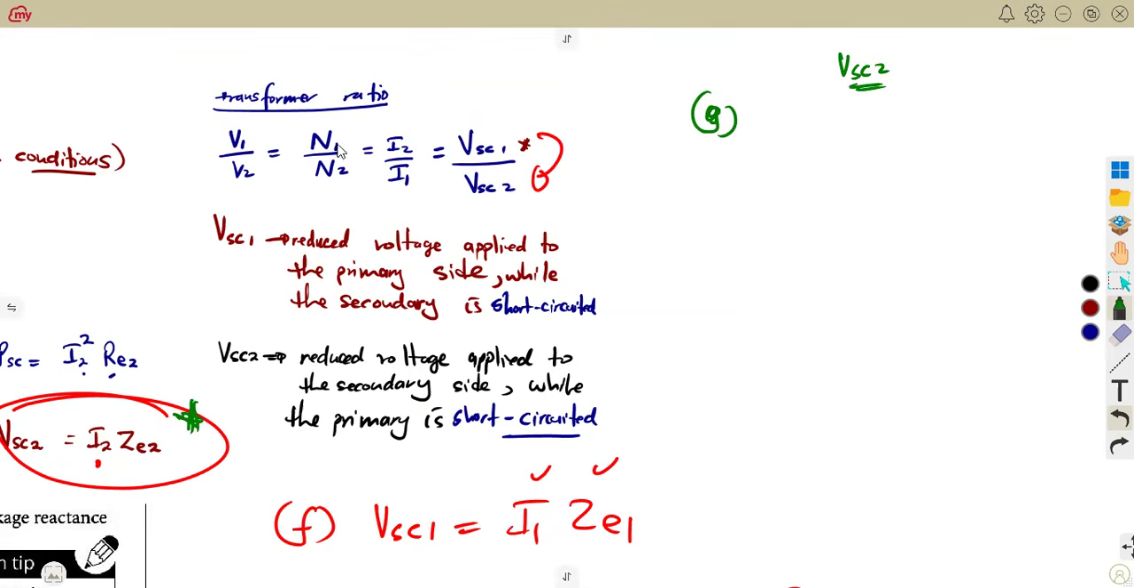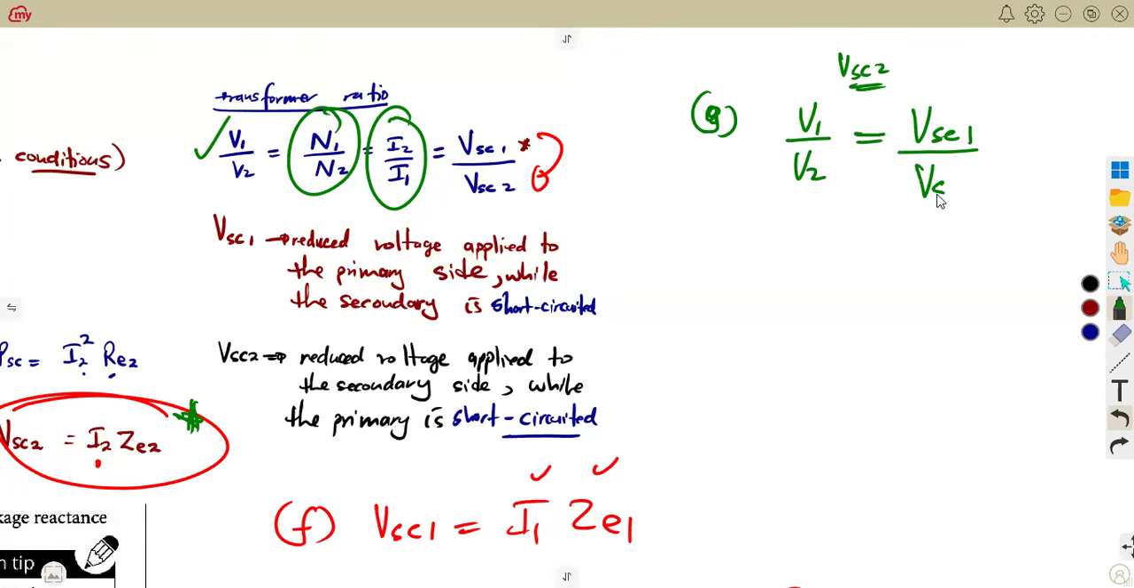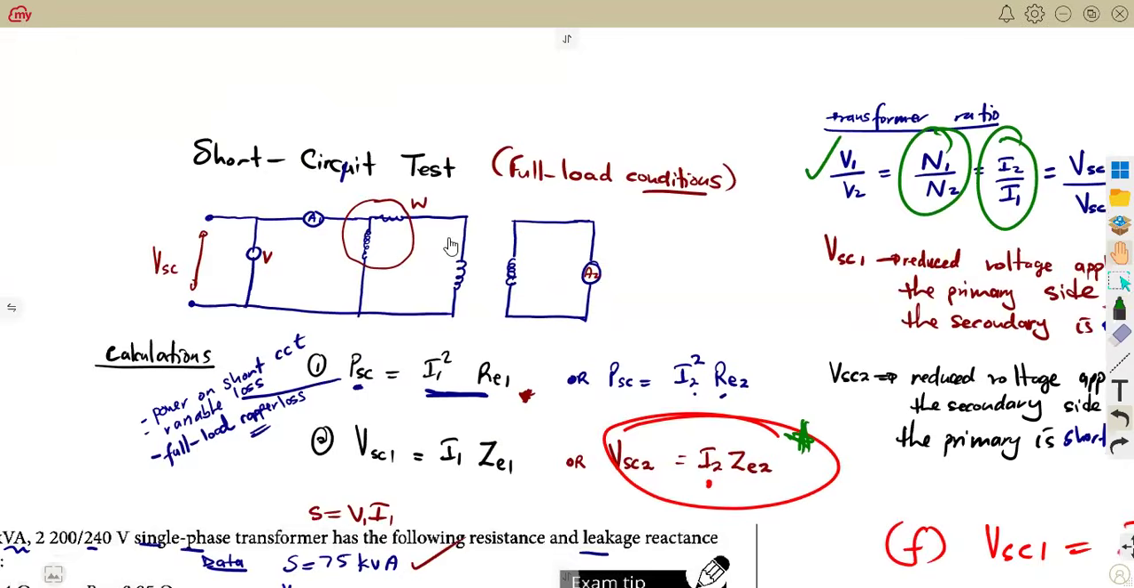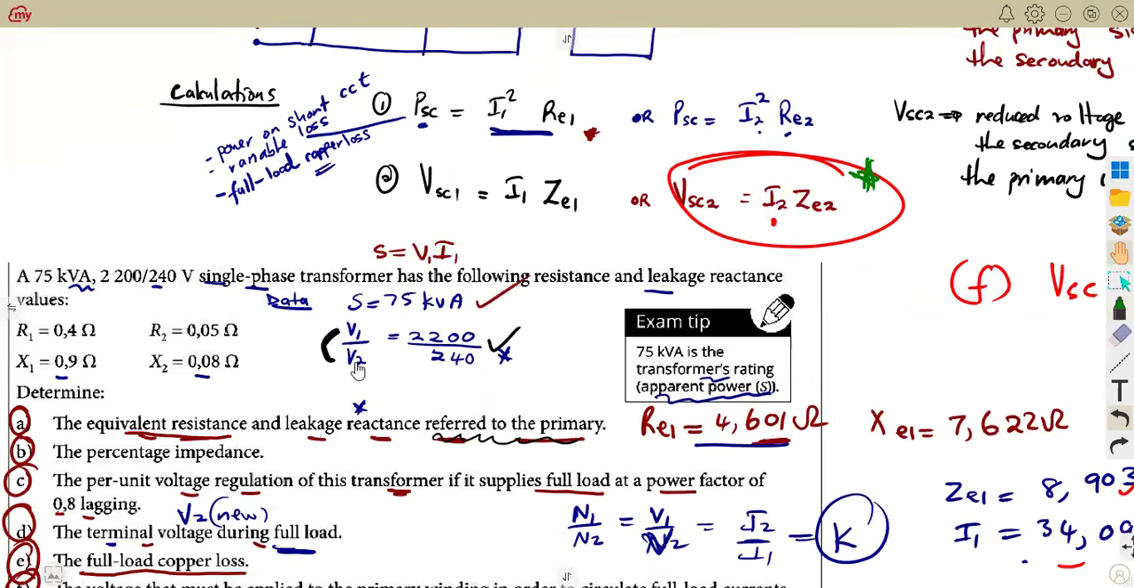So do we have N1 in this? We do not have. So you're going to consider V1, because we have that. V1 over V2 is equal to this one. Just like that. Remember, that is the one that we are given there. V1 over V2, 2,200 over 240.